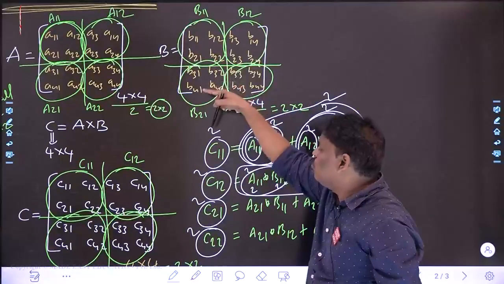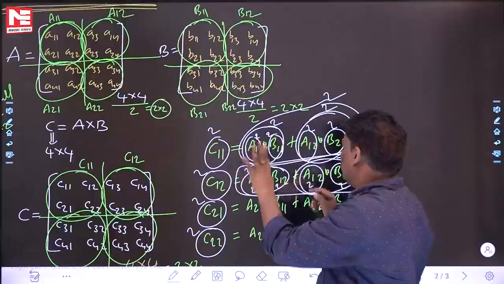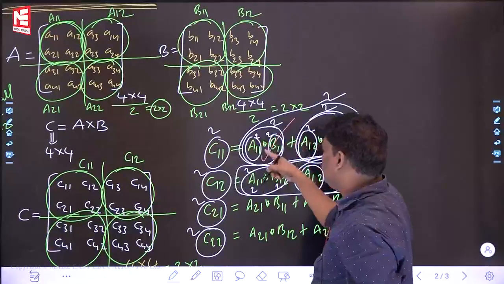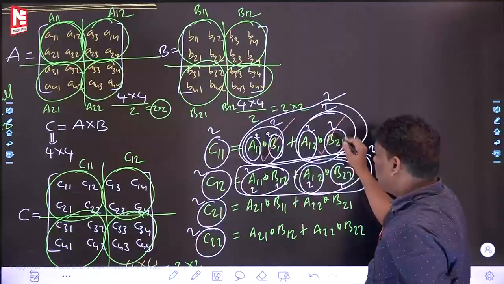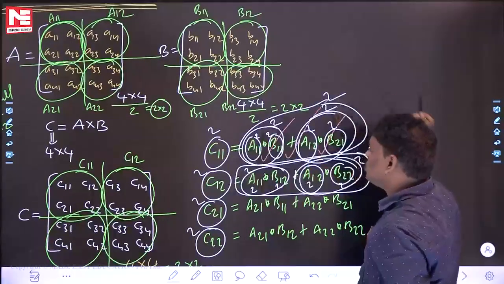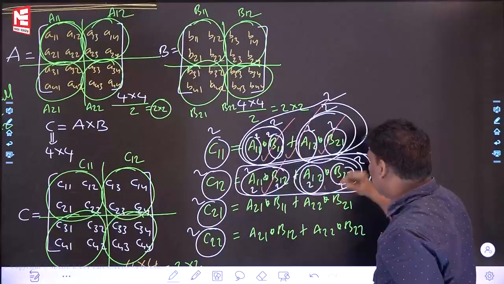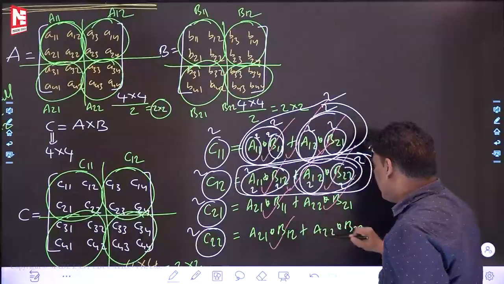If I want to do 4 by 4 matrix multiplication, I am doing it in terms of 2 by 2. I should do a 2 by 2 matrix multiplication here, another 2 by 2 matrix multiplication here, and after getting both, a 2 by 2 addition also. Same thing: 2 by 2 multiplication, 2 by 2 multiplication, 2 by 2 addition.